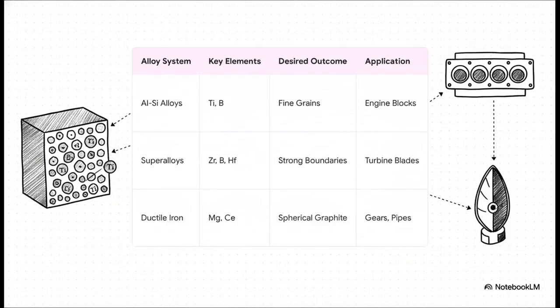And this table is basically the cheat sheet, the atomic cookbook that engineers use. For those strong engine blocks, they add specific amounts of titanium and boron to get those fine grains. For jet turbine blades that have to survive insane temperatures, they add zirconium and hafnium to make the boundaries between the grains incredibly strong. Every single element is a deliberate choice. This is atomic-level engineering, pure and simple.